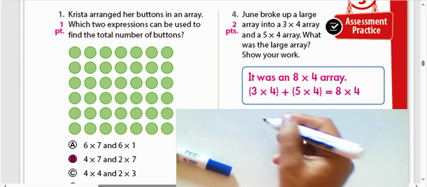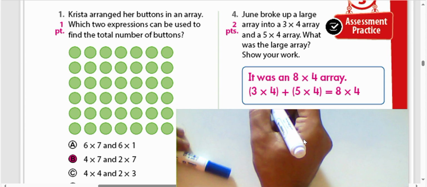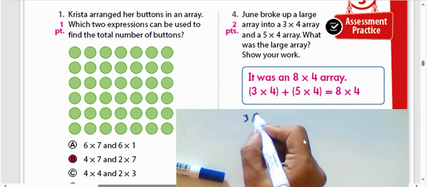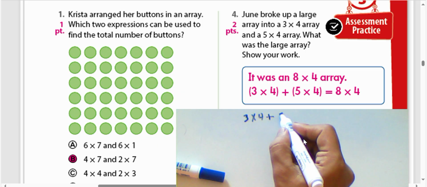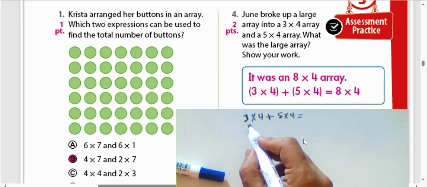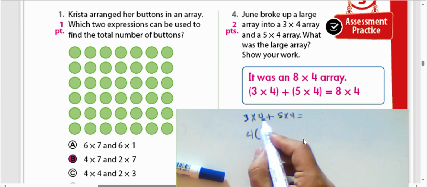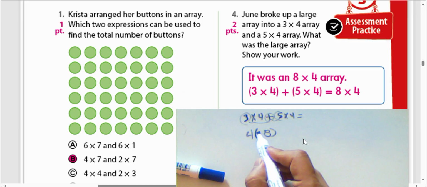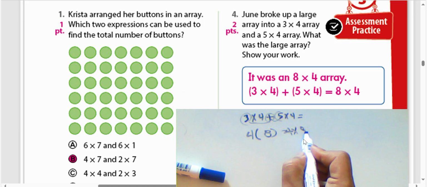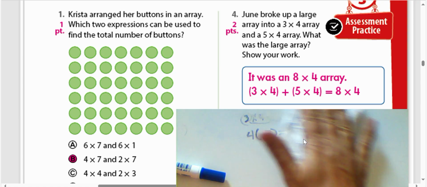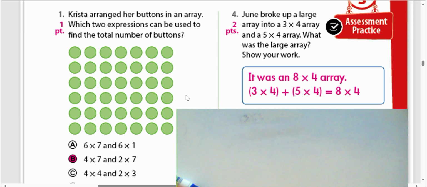Okay, look at with me here. 8 times 4. Why? Because he gave us in the information 3 product by 4 and 5 product by 4. We can write 4 as the common factor between them, and 3 plus 5, 3 plus 5 equal 8. Then 4 times 8. In this way we can write 4 times 8.